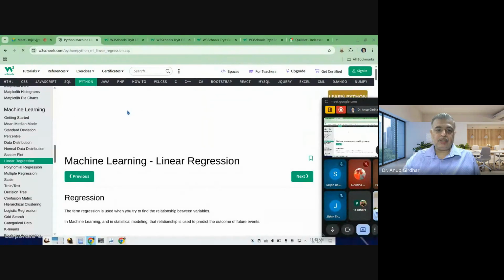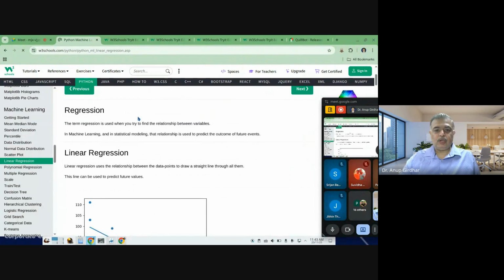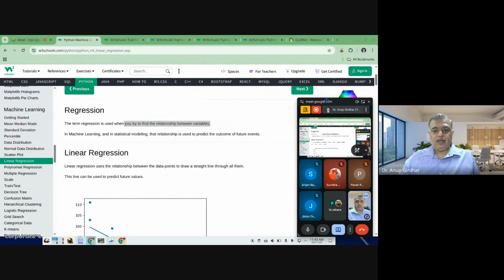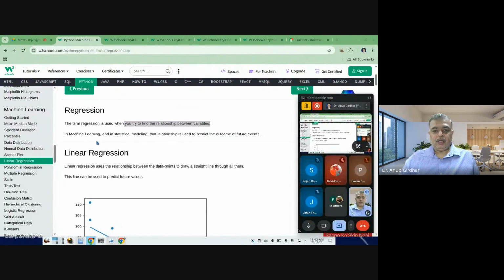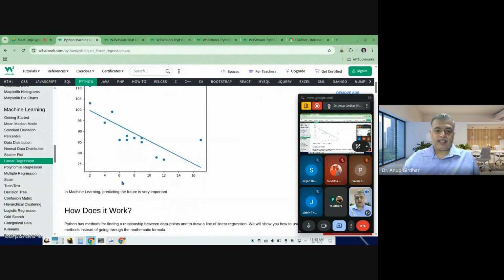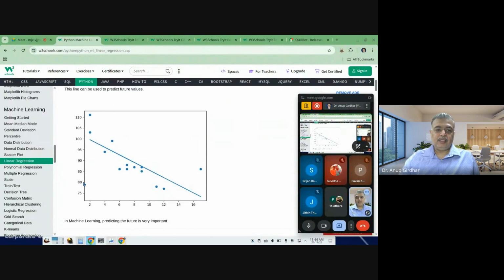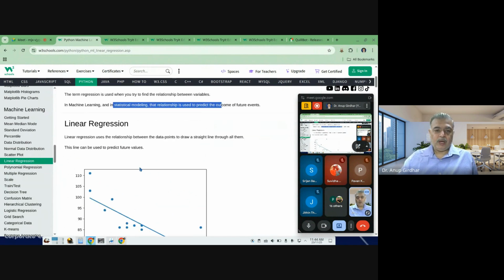So what is linear regression? Regression means we are trying to identify the relationships between various variables. So one is an independent variable and one is a dependent variable, let us suppose. That independent variable, we generally keep on the x-axis, and the dependent value, which is based on that independent, we keep on y.